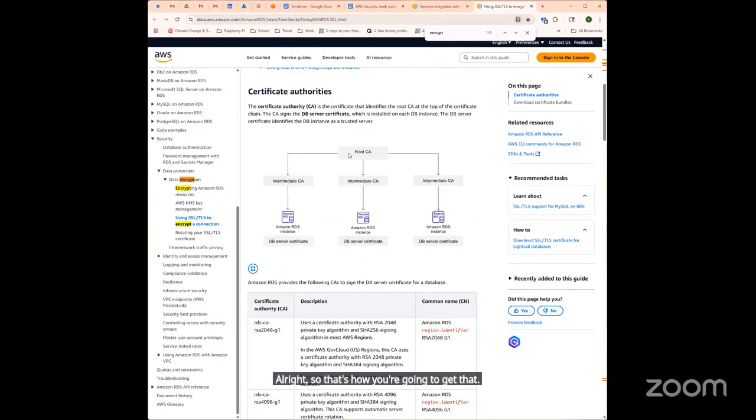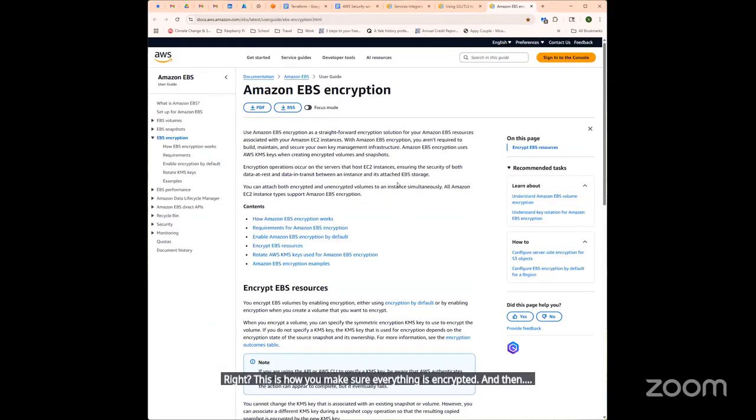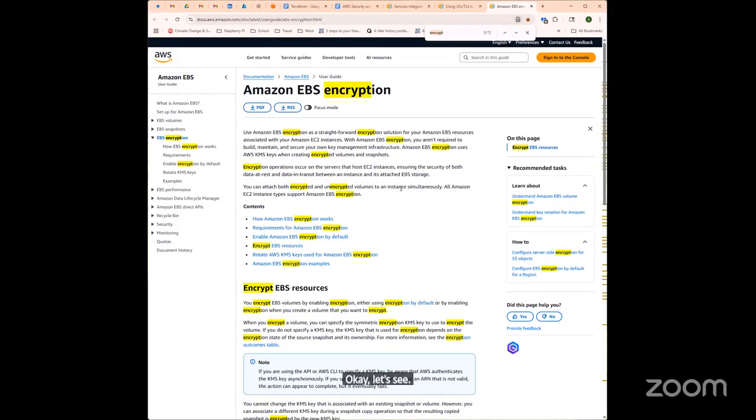You can see the root certificate and intermediate certificates. All right, this is how you make sure everything is encrypted. And then, okay, let's see, encrypted. Yeah, this is going to cover all of this.